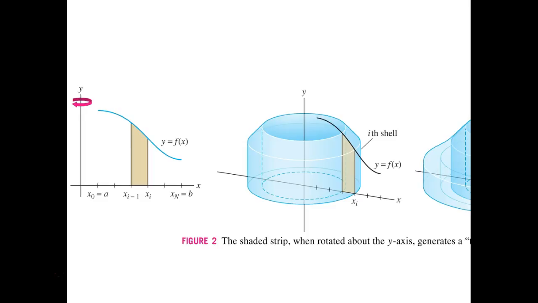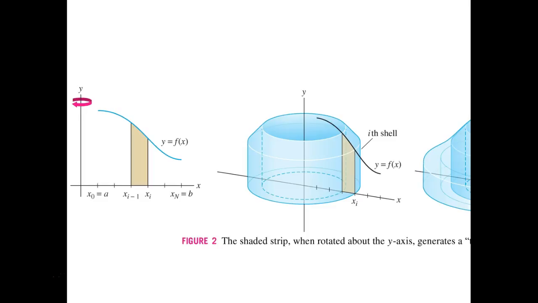The first shell was between x equal a to x equal x sub 1, and then the next one, this is the ith shell, x sub i minus 1 to x sub i, and that is revolved around here. The height is the approximate f of x. It's not exact because that's a curve, but as long as this delta x is small enough, it's pretty close to being a Riemann sum, basically, it'll turn out to be.